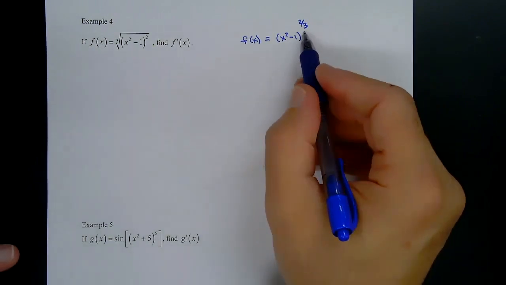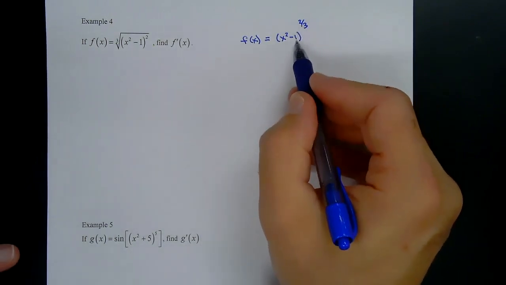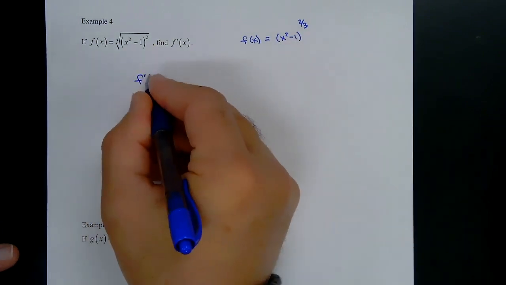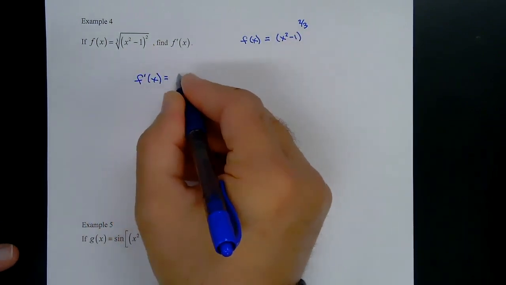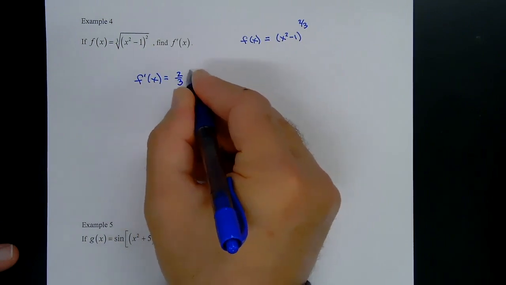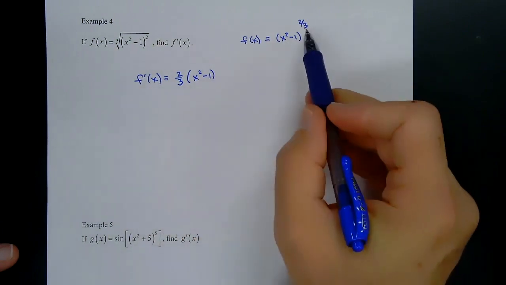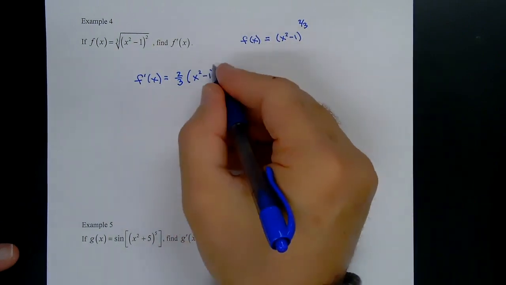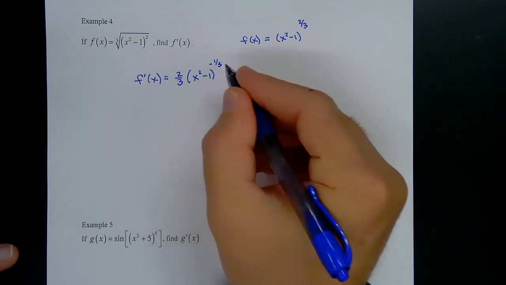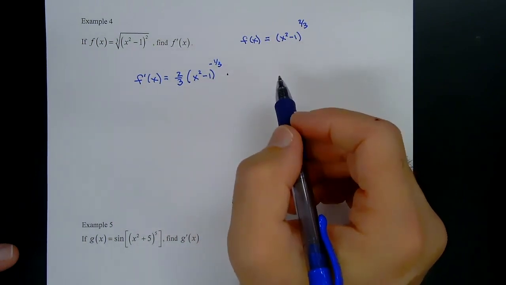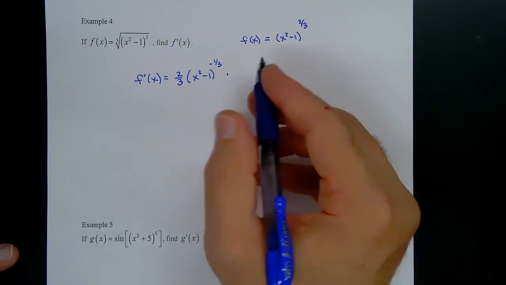And now it should be easier to see what we're going to do, okay? So the outside function is the raising to the 2/3 power. The inside function is this x squared minus 1. So f prime of x becomes 2/3 times x squared minus 1. And we're going to subtract 3/3 from this, which makes negative 1/3. And then times that by the derivative of this inside function. And the inside function is just 2x.